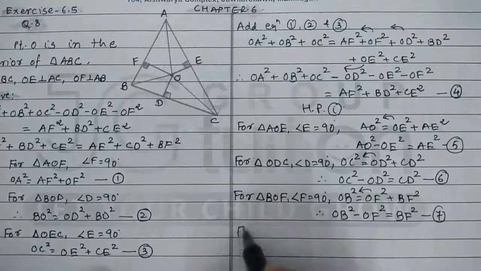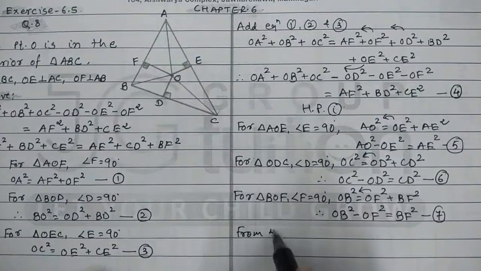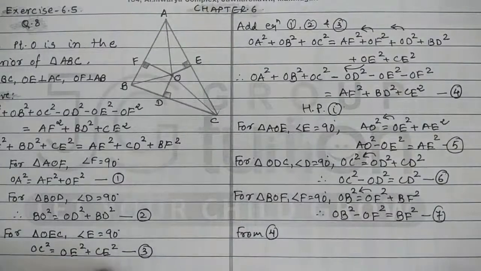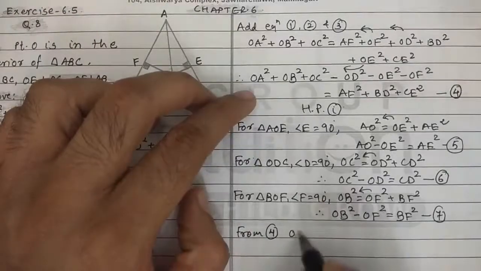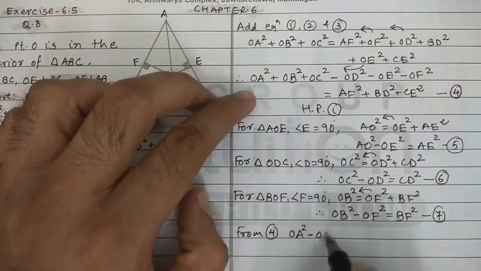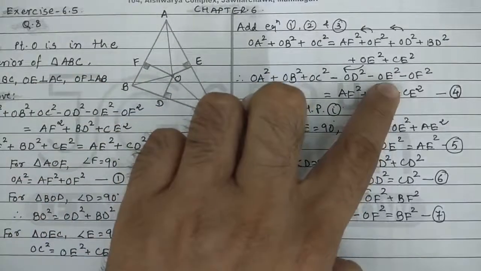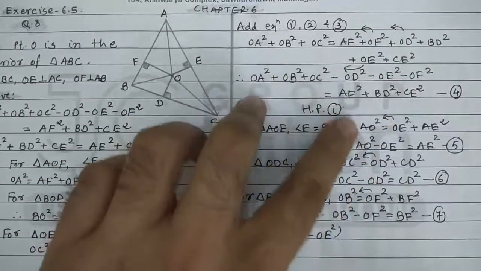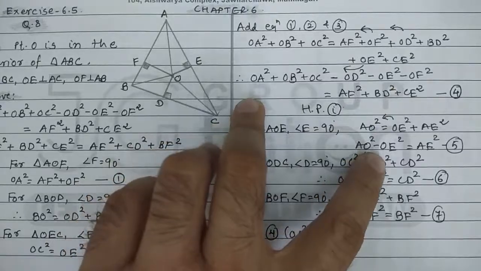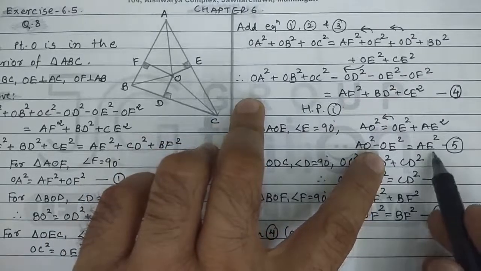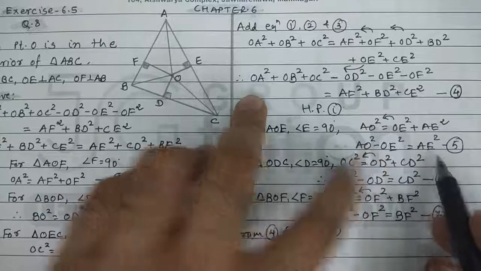So from equation 4, what exactly we are doing? हम क्या कर रहे हैं? We are making a pair. हम OA square minus OE square को हम pair बनाएंगे. This one and this one. क्यों ऐसा pair बना रहा है? Because you can look at here, OA square minus OE square is AE square. This is the only reason I am making the pair.